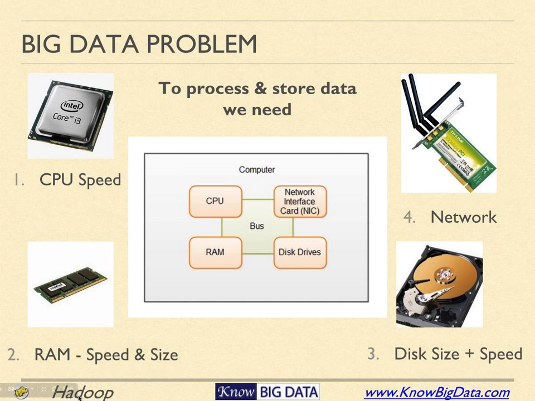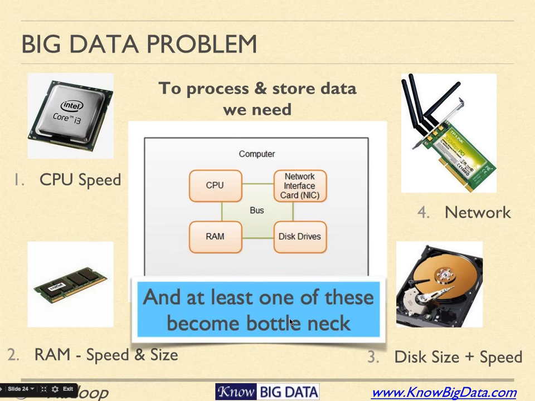When you try to solve any of these problems, the other components will start becoming the bottleneck, and you will have no choice. If you are going to handle big data, you will have no choice at a point of time other than going for a distributed computing platform, because at least one of these things will become the bottleneck.